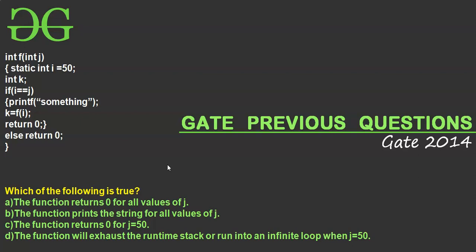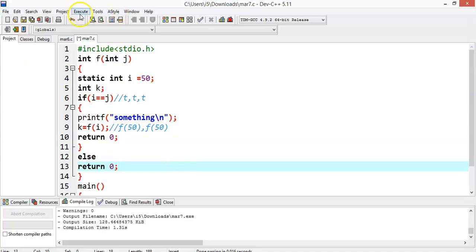So option D, the function will exhaust the runtime stack or run into an infinite loop when j equal to 50, makes more sense. So option D is the correct answer for this question. Let me compile this program for you.